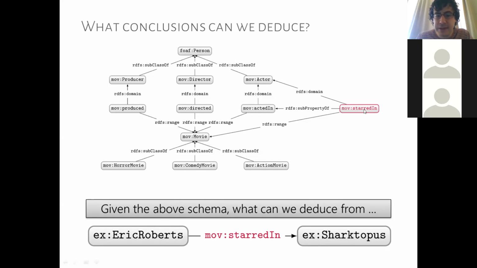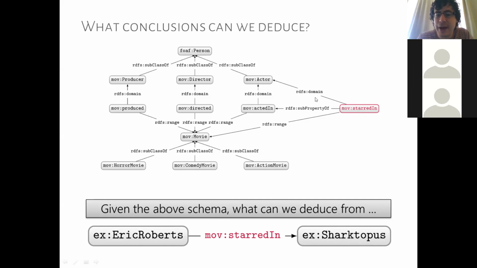What else do we see? We see that starred in has range movie. Okay, so we see that Sharktopus must be a movie, and so on and so forth. Interestingly here, if we didn't have these direct connections, if we remove this edge here and this edge here, we could still infer that Eric Roberts is an actor because we first entail that Eric Roberts acted in Sharktopus. And from that triple, we know that the domain is actor, so we know Eric Roberts is an actor. And acted in has range movie, so Sharktopus is a movie.